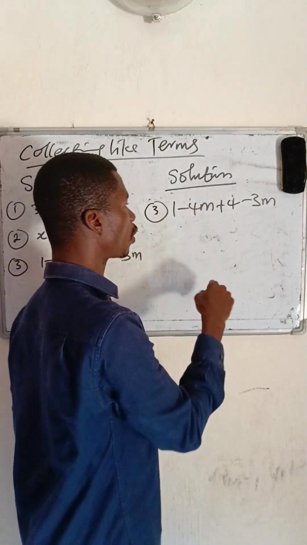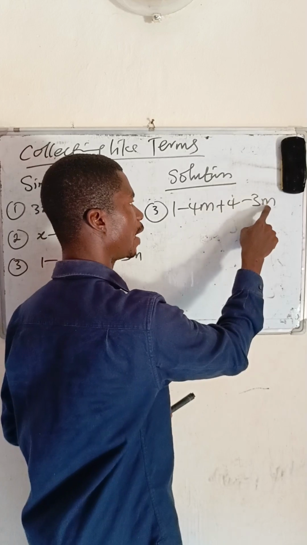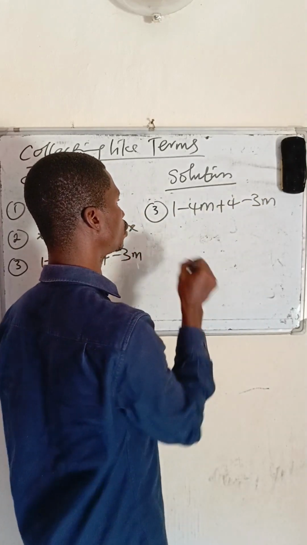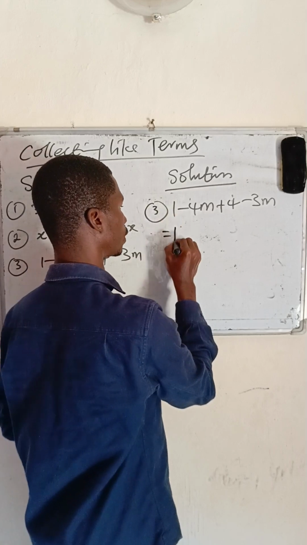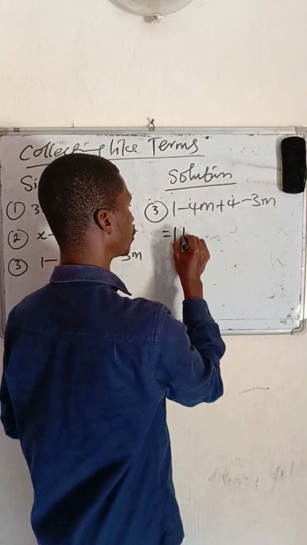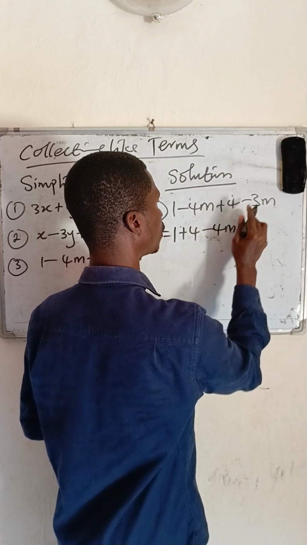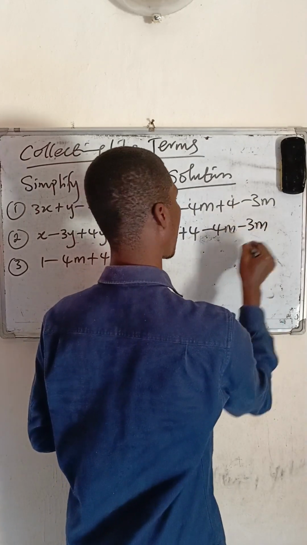If you add this and this, you're wrong. This one has m, this one has m. This one does not have any m, this one does not have any m. This is just an ordinary number. What do you do? You take the ones that are numbers. This is 1. You take the number with its sign, plus 4. How about this one? Minus 4m. How about this one? Minus 3m.